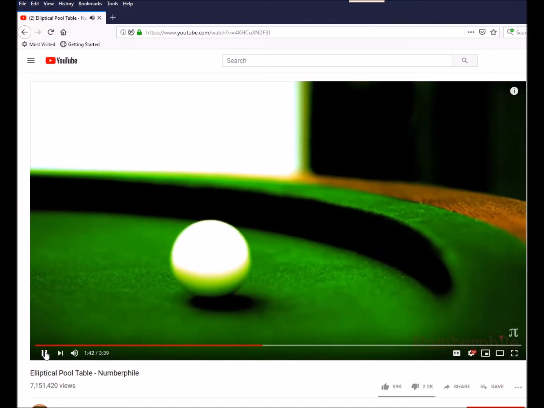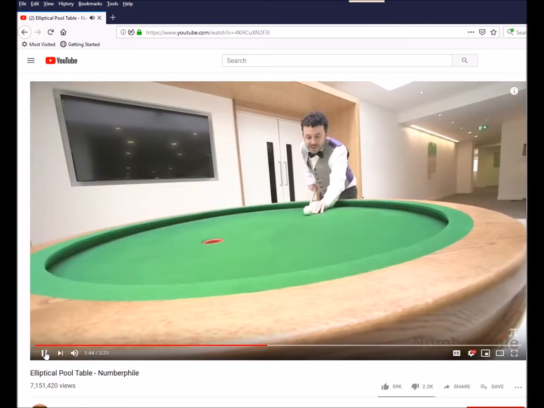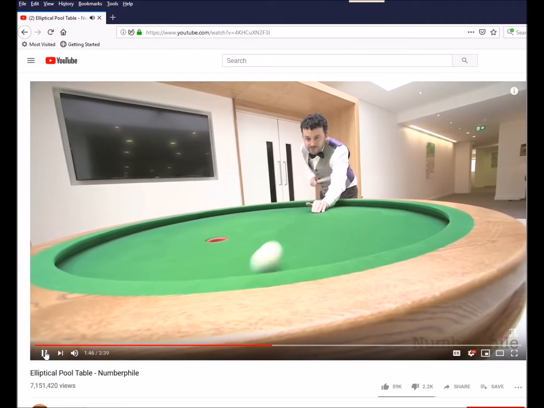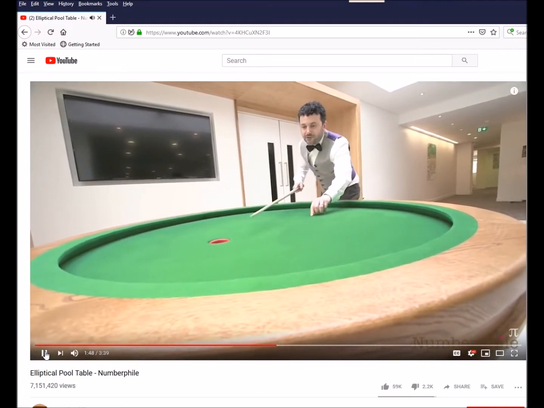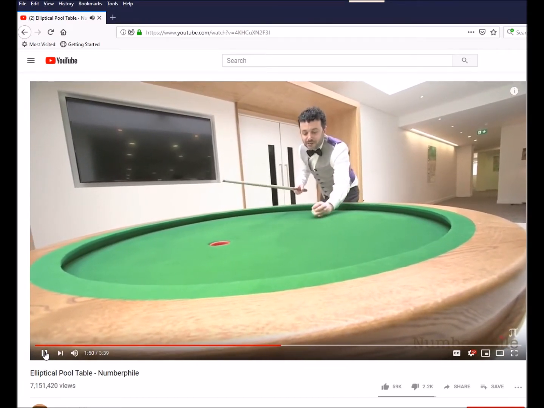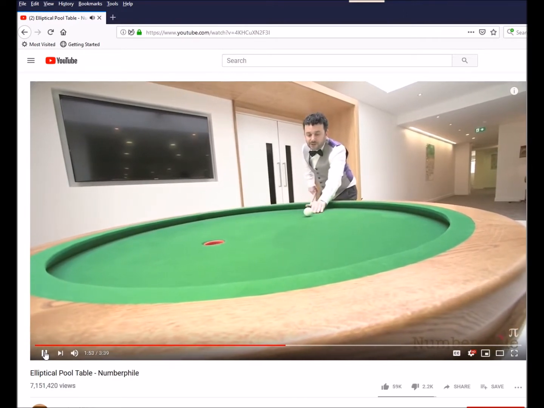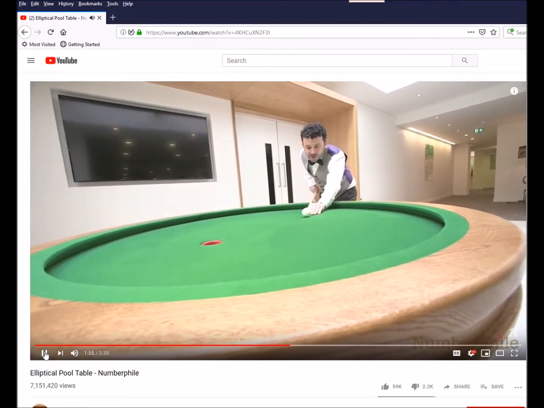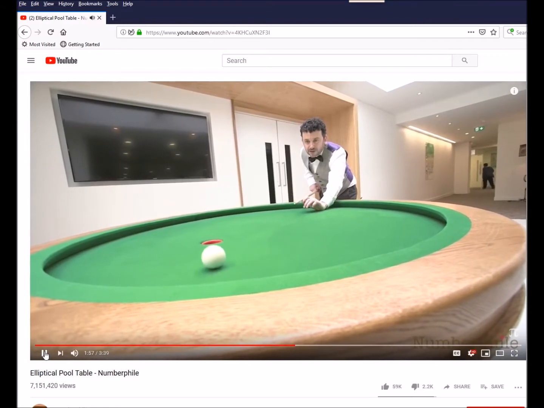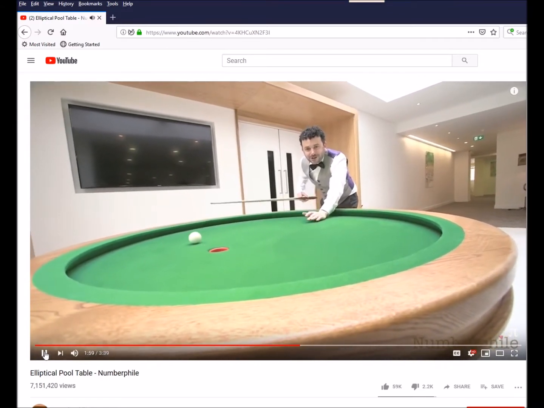You also have to hit it with just the right force. For example, if I hit it really hard, it rebounds to this side of the pocket. If I hit it a bit softly, it goes to the other side of the pocket.